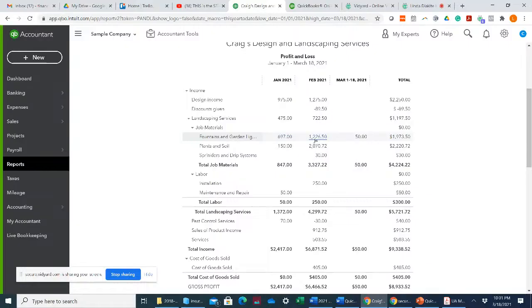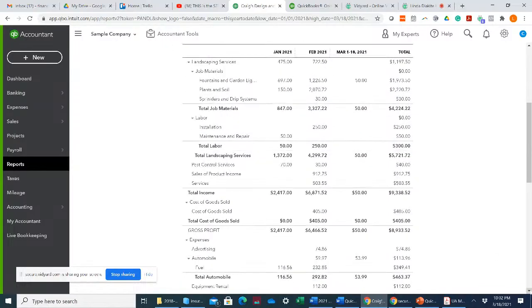So if we look here, we say, okay, landscaping services for fountains and garden lighting. Okay, February was $1,200. Oh, it's now $50. Okay, what's going on here? So you're looking for trends. You're also making sure that you're invoicing, because if you know that you have customers who should be paying you every month, you should look here and say, okay, oh, revenue is $1,000. Oh, this month is 500. Did I invoice someone? What's going on?